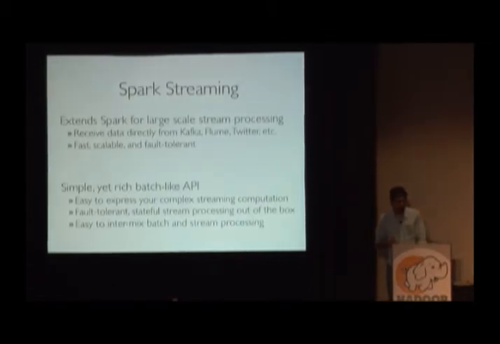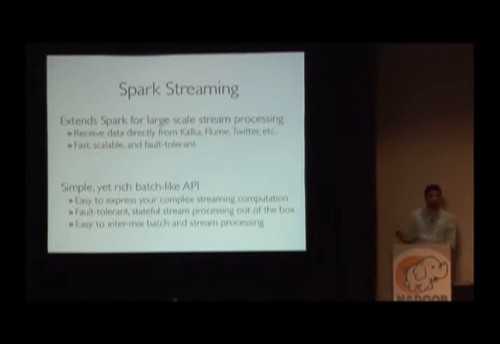So Spark Streaming. This is a one slide summary of what Spark Streaming is, and I'm going to go into detail from the next slide. What it basically does is extend Spark's functionality to handle large-scale stream processing as well. It can receive data directly from Kafka, Flume, Twitter, and since it's built on a very fast and efficient processing engine like Spark, it is naturally fast, scalable, and fault-tolerant due to the properties of Spark's RDDs that I'll talk about soon.